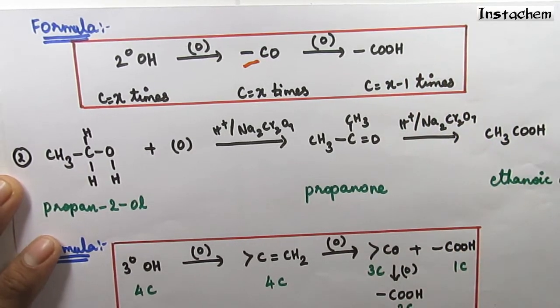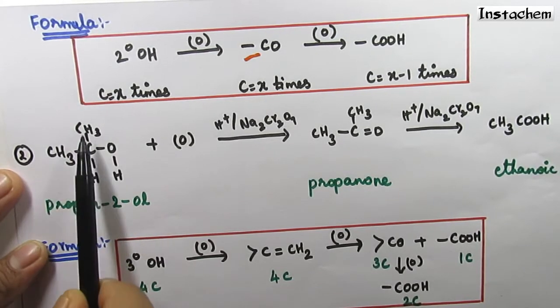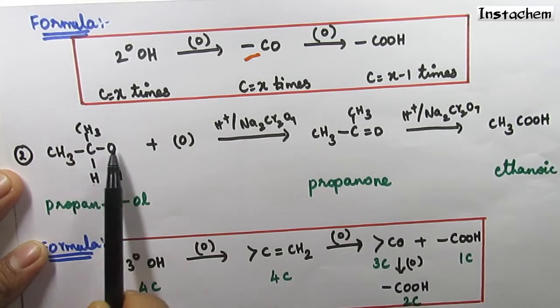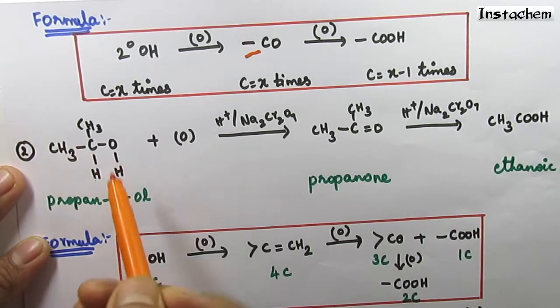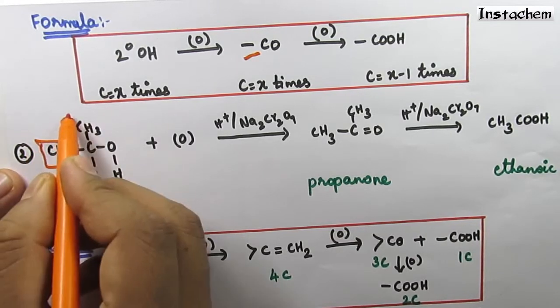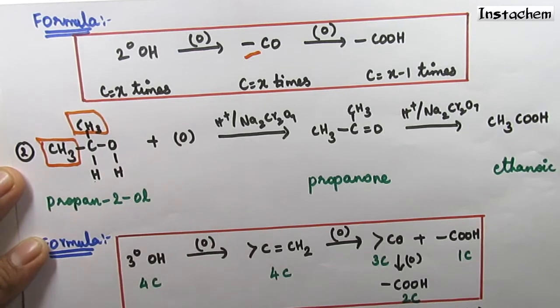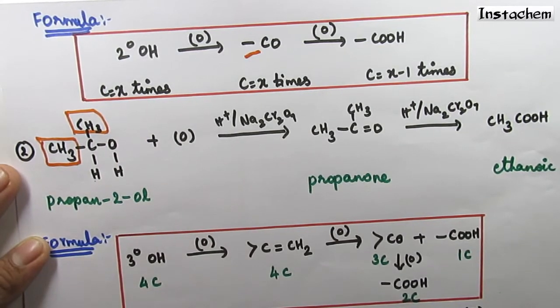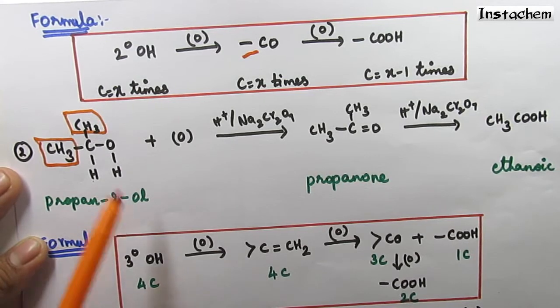Let's see one example to understand. Let us take secondary alcohol CH3CH(OH)CH3. This is secondary alcohol. The reason: the OH group is attached to one carbon, and that carbon is linked with two alkyl groups. So this carbon is known as secondary carbon, and this alcohol is secondary alcohol. So name of the alcohol, propan-2-ol. It has the OH group at the second carbon.